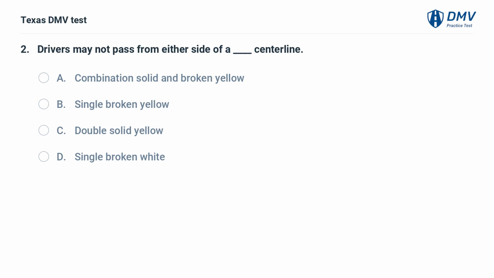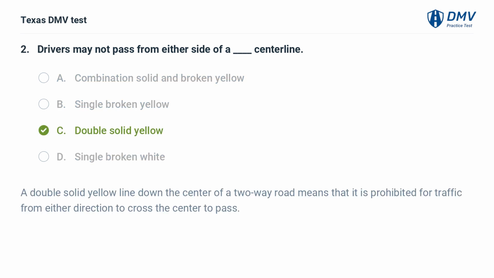Drivers may not pass from either side of a fill in the blank centerline. A. Combination solid and broken yellow. B. Single broken yellow. C. Double solid yellow. D. Single broken white. The answer is C. Double solid yellow. A double solid yellow line down the center of a two-way road means that it is prohibited for traffic from either direction to cross the center to pass.